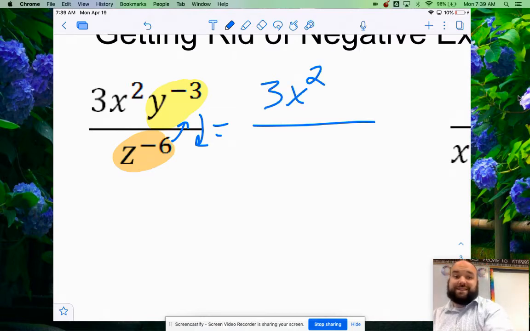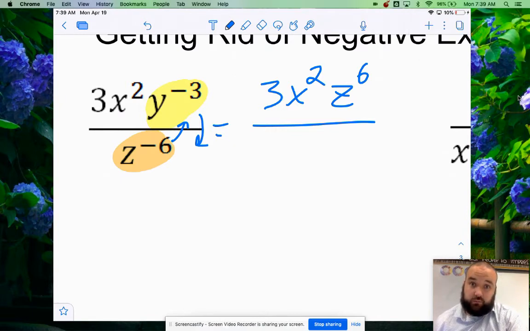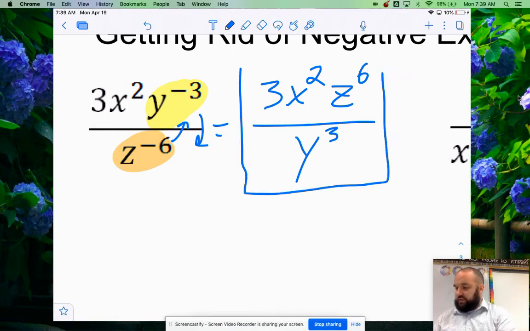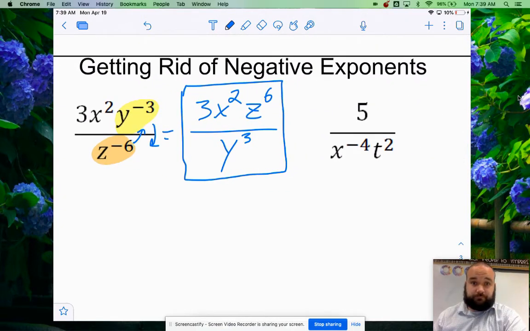Okay, the z is going to go from the bottom, or from the denominator, up to the top, and it's going to now get the positive 6 power. So z to the negative 6 on bottom becomes z to the positive 6 on top. And then the same idea with y. Instead of y to the negative 3 on top, I'm going to do y to the positive 3 on bottom. There's nothing else I can do to simplify this because I don't know the values of x, y, or z. So this is my fully simplified expression here. Looks crazy, but right now our goal is just to get rid of negative powers.